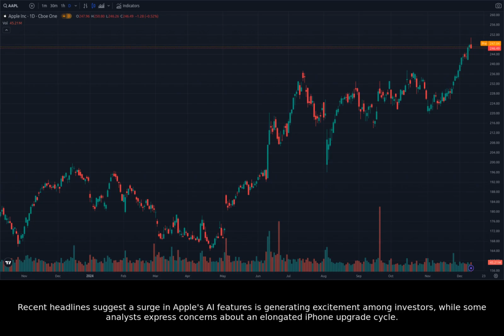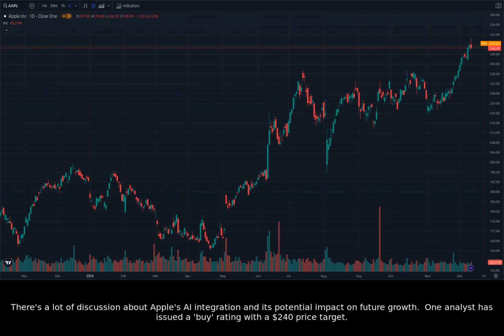Recent headlines suggest a surge in Apple's AI features is generating excitement among investors, while some analysts express concerns about an elongated iPhone upgrade cycle. There's a lot of discussion about Apple's AI integration and its potential impact on future growth. One analyst has issued a buy rating with a $240 price target.